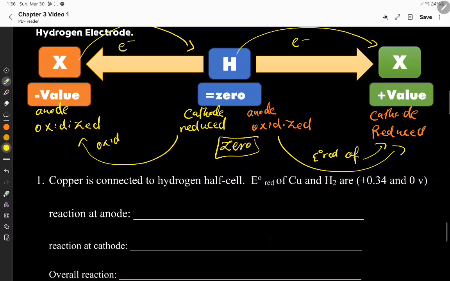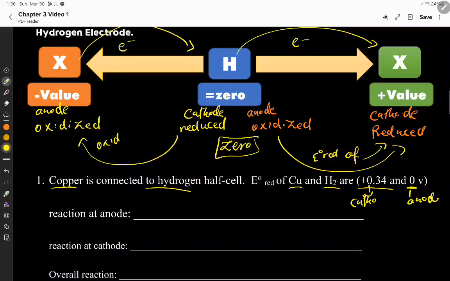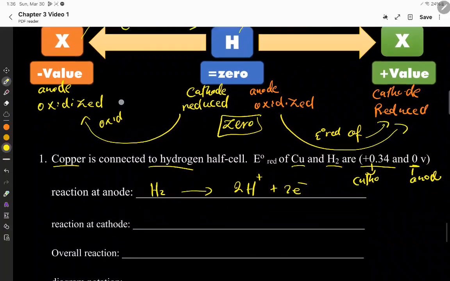Let's look at one example here. It says copper is connected to hydrogen, half cell. The reduction potential of copper is positive 0.34 and hydrogen 0. The reduction potential of hydrogen is 0, which means copper will be the cathode and hydrogen will be the anode. Reaction at the anode will be the oxidation of hydrogen. So hydrogen H2 will be oxidized into 2 H positive plus 2 electrons. This is oxidation of hydrogen.